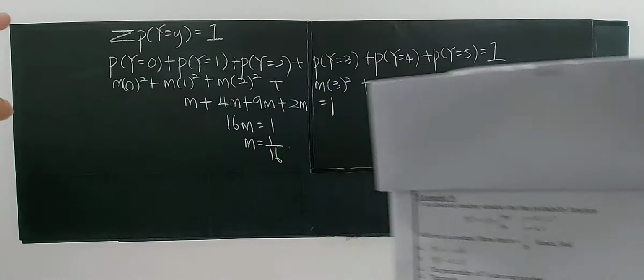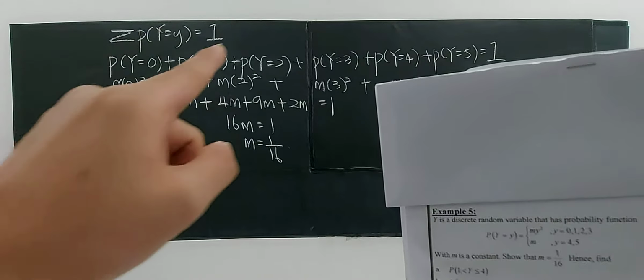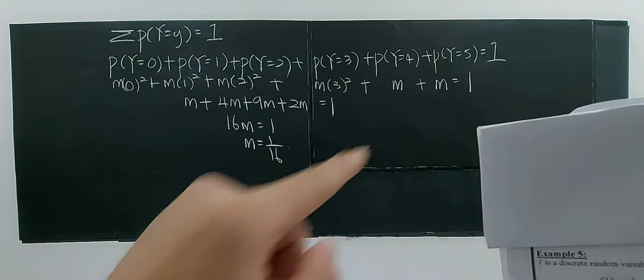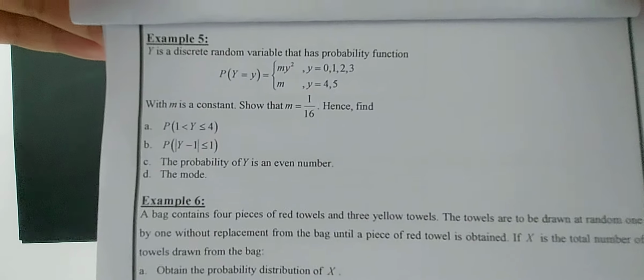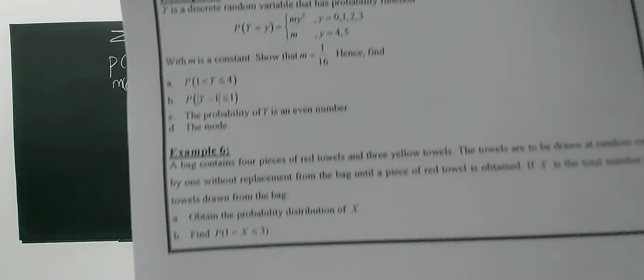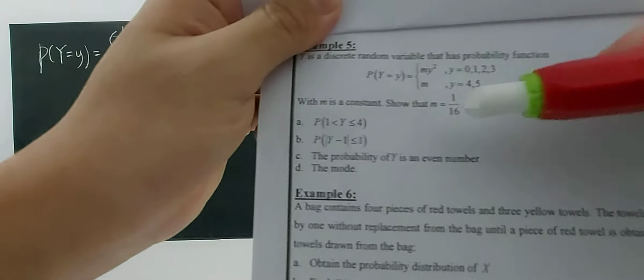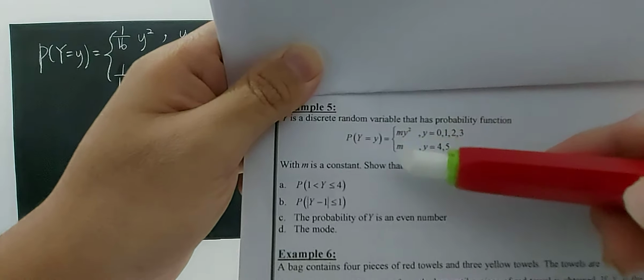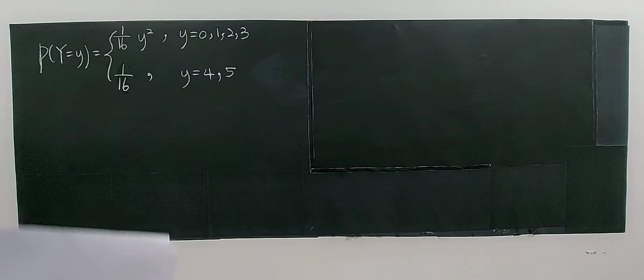So we have used the concept of discrete random variable, whereas the summation of the total probability of all the random variable values will be equal to 1. Very important, this one. Then you're getting the value of m equals 1 over 16. By using this value of m, I'm going to solve all the problems here. I have already replaced the value of m with 1 over 16.